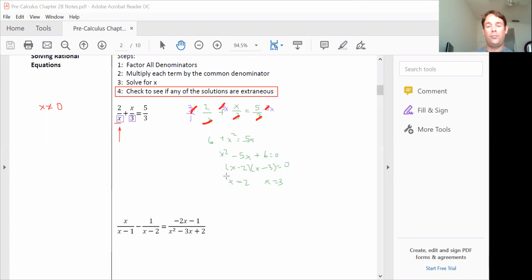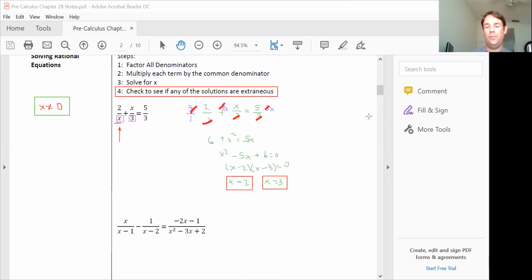So I look at this first one, x equals 2. Well, that would work here because I said before the only answer that x can't be is 0. So x equals 2 is just fine. I look at my next one, x equals 3. Again, if I plug it back in, it didn't make my denominator equal 0, so I'm okay here.